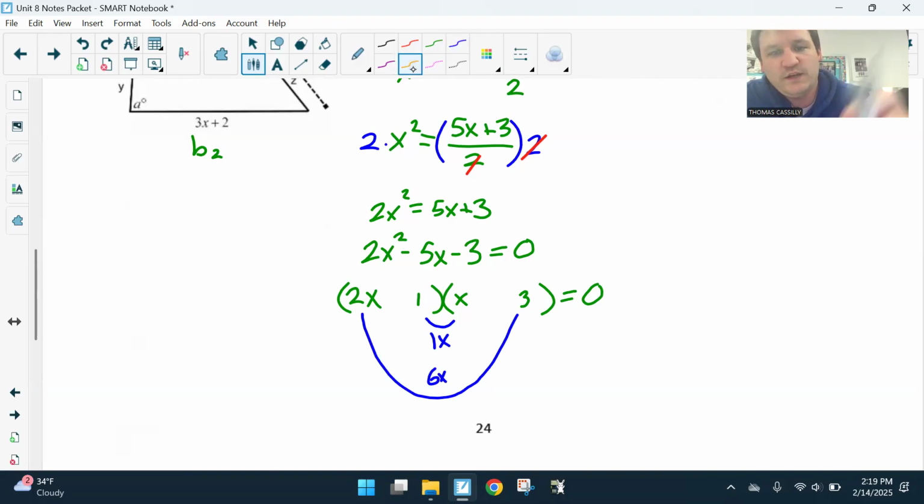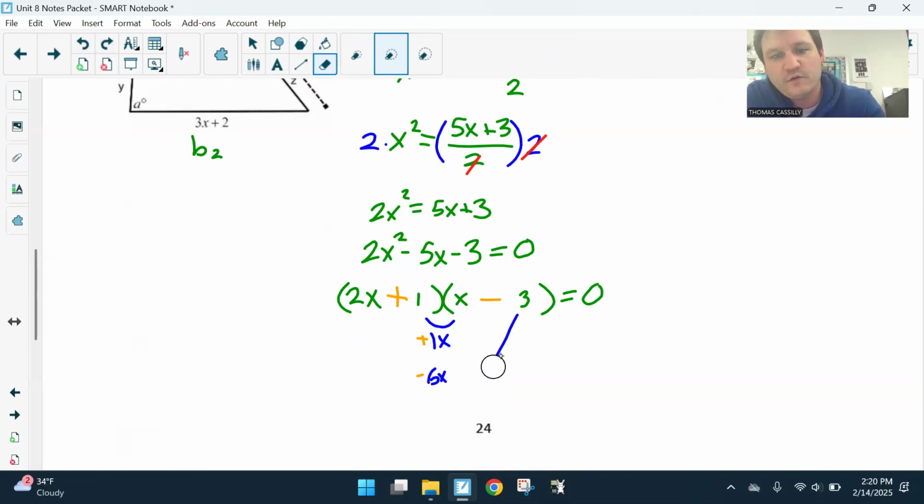So what do we need? We need a negative 6x and a positive 1x. To get the positive 1x, I'm going to put the plus in front there, and then I'm going to put the minus sign on the back end there. But keep in mind, we chose this order because, look at these two now. If I multiply the last terms, positive 1 times -3, that gives us our negative 3 there. So everything works out here when we are factoring. That was the hard part. Factoring is always the most difficult part of these types of problems.